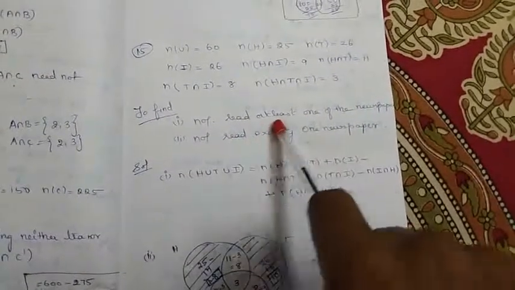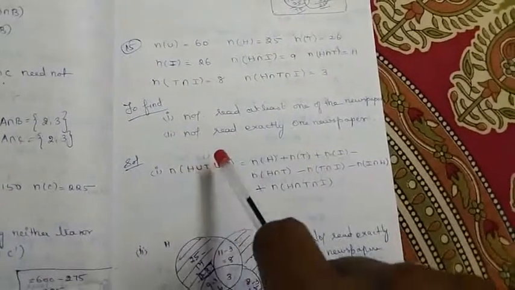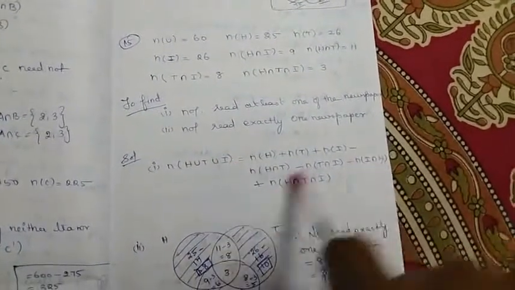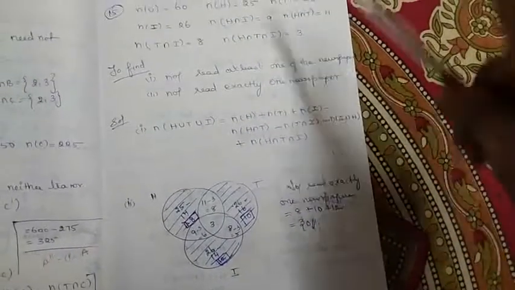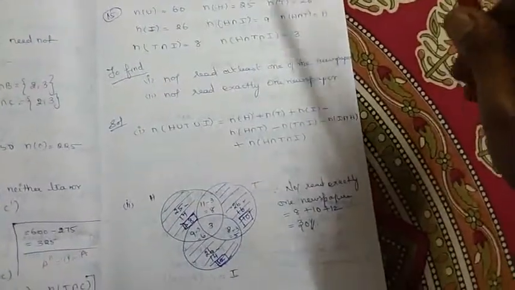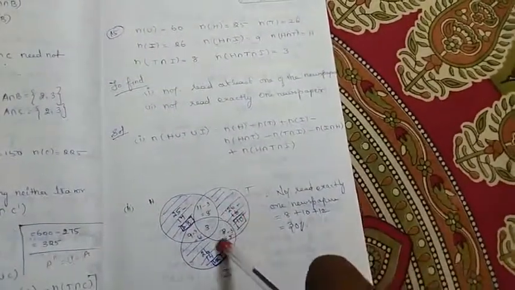Number who read at least one of the papers. At least one means union: n of H union T union I. And we have seen the formula for that. Exactly one newspaper: they should read only one newspaper, which means H alone plus T alone plus I alone.